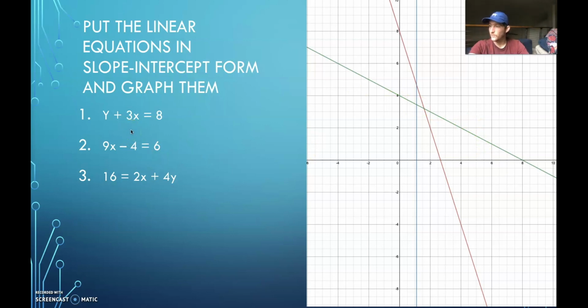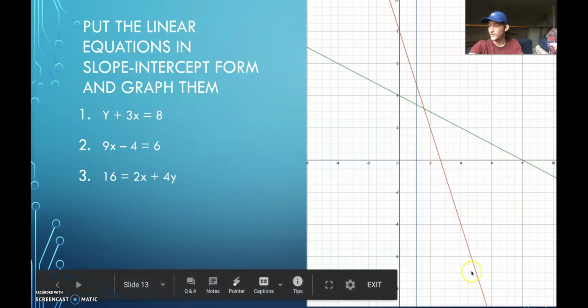Remember, we're going to want to get y alone on each side. We're going to want a coefficient in front of our x to represent the slope, and then we're going to want some constant which is going to represent our y-intercept. So here, y is equal to negative 3x plus 8. So as you can see, this red line is going to represent that graphed function.